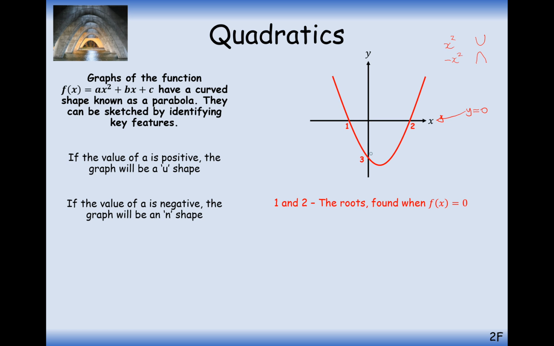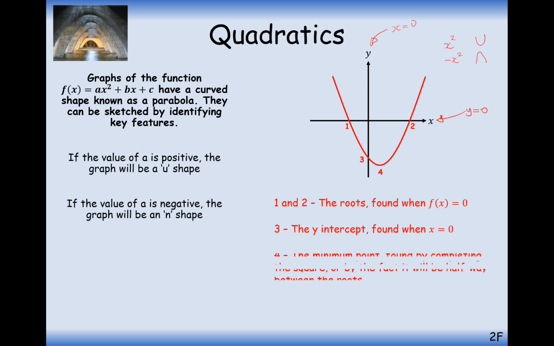The third point can be found along this line, where the x-coordinate is equal to 0, because any coordinate along this line hasn't moved left or right by any amount. The fourth point is this minimum point down here. If it was upside down it would be called a maximum point, but in this case it's a minimum. We can work this out either by completing the square, or by using the fact that it's halfway in between the coordinates 1 and 2 here. Then you work out the y value by plugging your x coordinate into the equation.